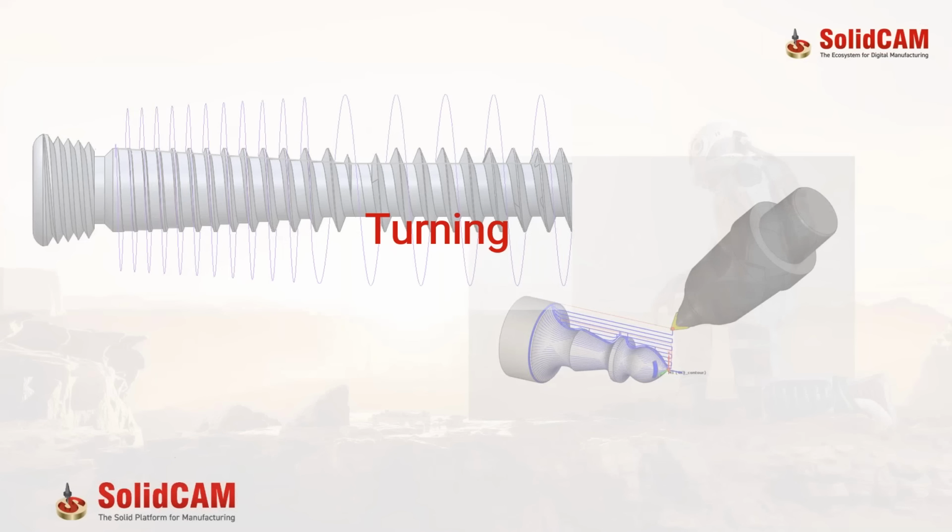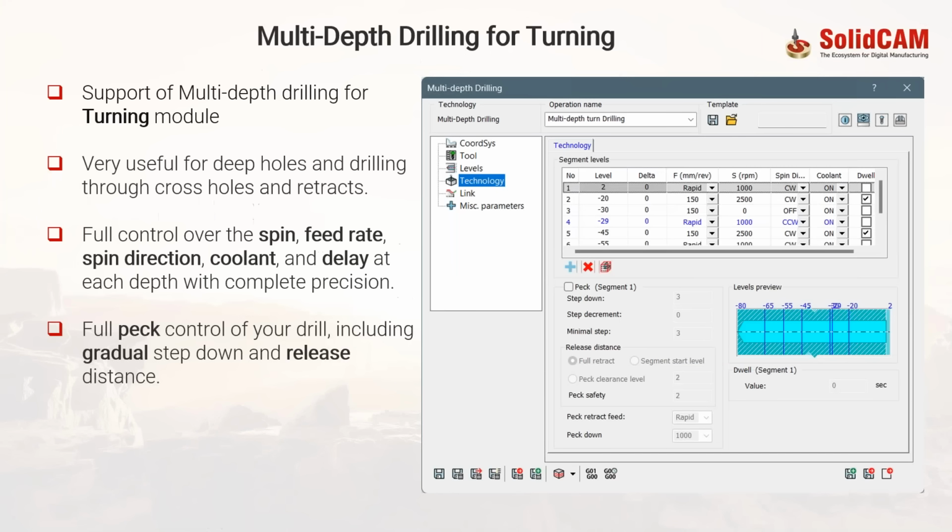All right. Changes in turning. We've done so many things in turning, mainly in Swiss type, but also in mill turn as well. This was requested. We already had multi-depth drilling for milling, but we didn't apply the same technology to turning. So here you go. For each level, you can define different feeds, speeds, spin direction, and also coolant. You can choose whether to turn it on or off.